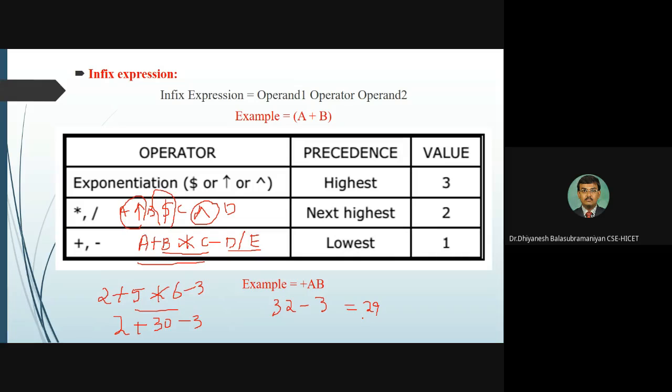Because they don't know about the operator priorities, 99 percent of people will fail in that. So this is a major problem. If we simply solve it from left to right, what happens? 5 plus 2 is 7, then 7 into 6 is 42, minus 3 is 39. So that is a problem. So we need to know the priorities of each and every operator. That is a major thing.